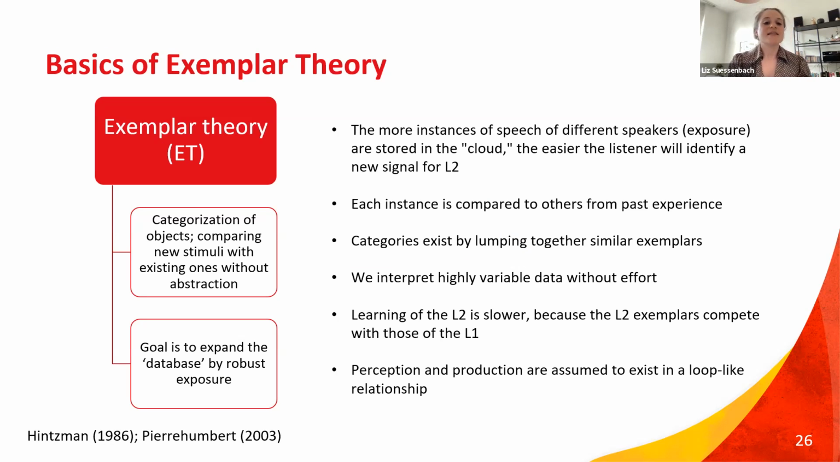So each instance, say, of a sound is compared to other instances from past experience that we have stored in a memory cloud, a database, so to speak. And we later then form categories based on these experiences by lumping together similar exemplars. So we can interpret highly variable data without effort. And of course, that means that learning our L2 is going to be a little bit slower because it competes with the exemplars that we have in our compartments from the L1. So we have to expand that cloud first.